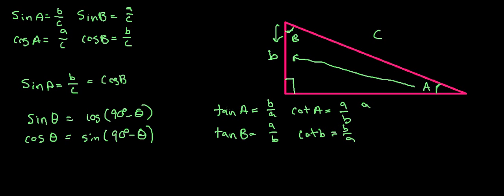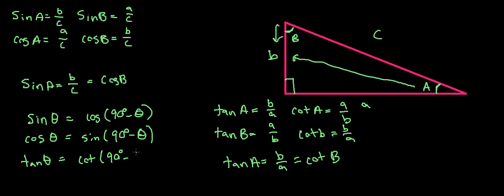And I see that the tangent of A is equal to B over A, which is equal to the cotangent of B. So tangent is complementary with cotangent. Tangent of theta is equal to cotangent of 90 degrees minus theta.